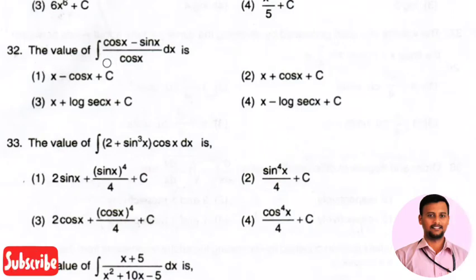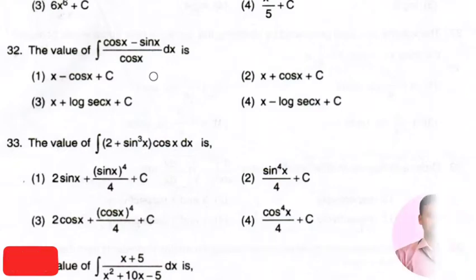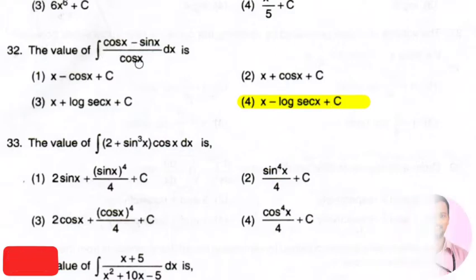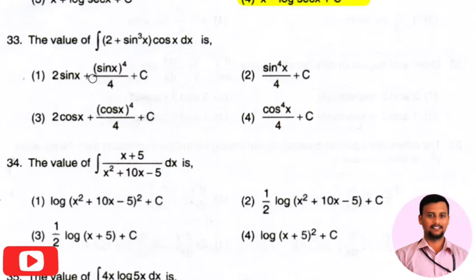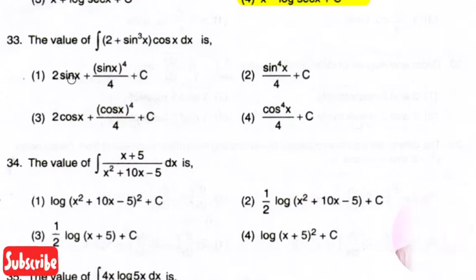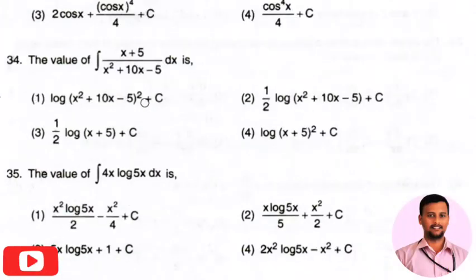The next question is: the value of the integration of (cos x - sin x)/cos x dx is? The right answer is option 4, that is x - log sec x + integration constant. The next question is: the value of the integration of (2 + sin³x) cos x dx is? The right answer is option 1, that is 2 sin x + sin⁴x/4 + integration constant.